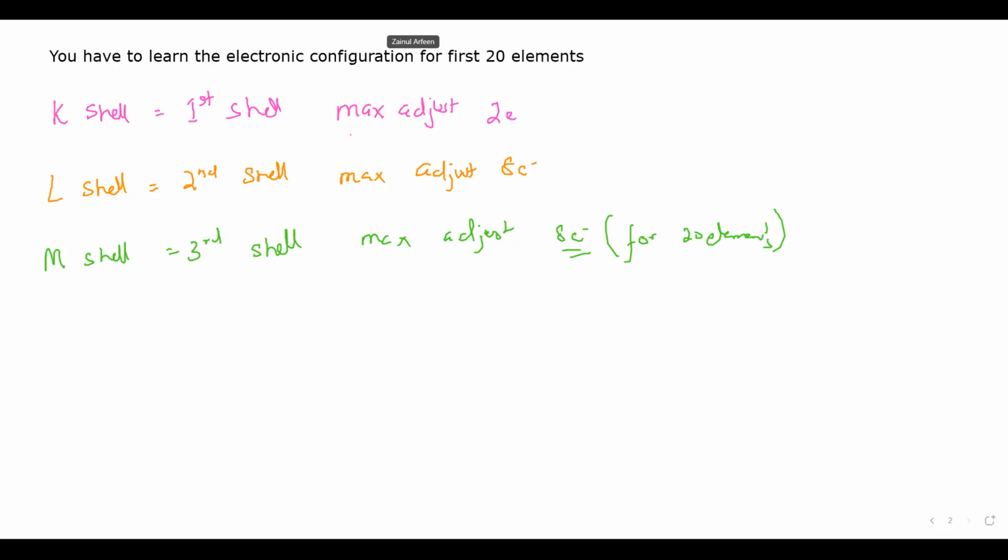So example, if I say I have element lithium. So we have element lithium, Li, which is written 3 and 7. So what is A here? A means nucleon number or atomic number.